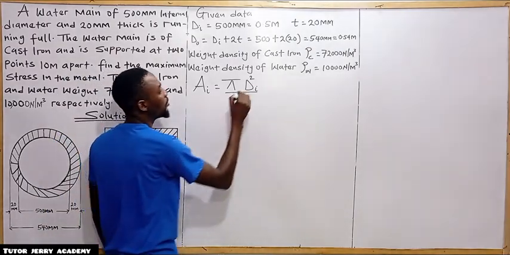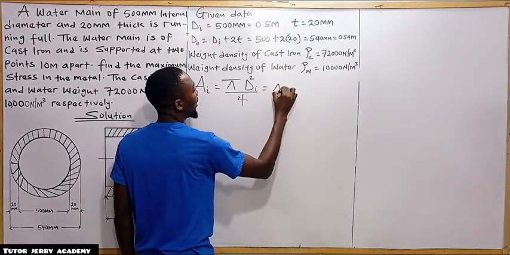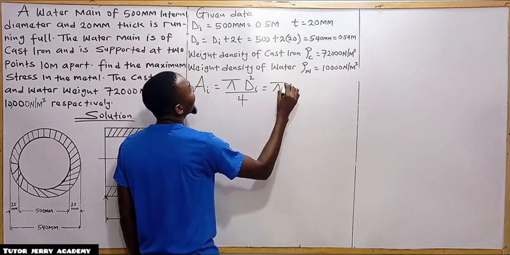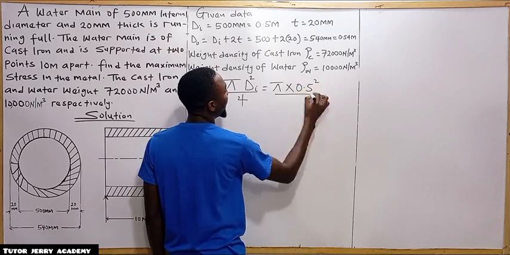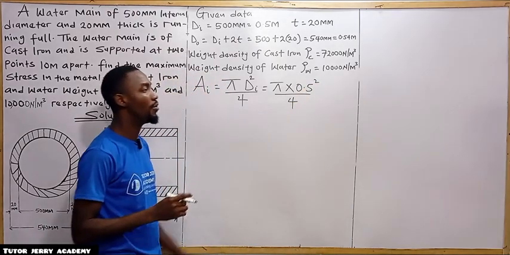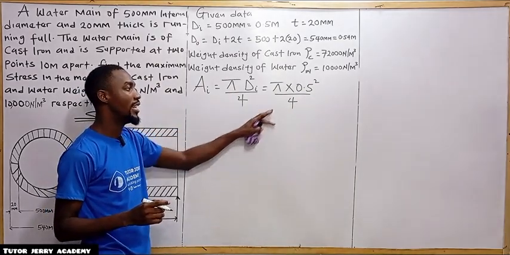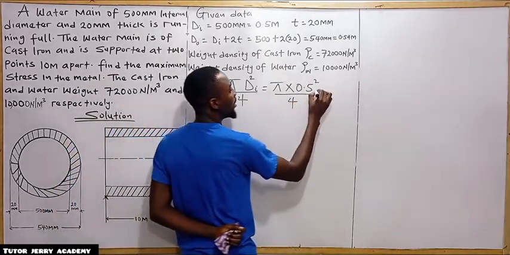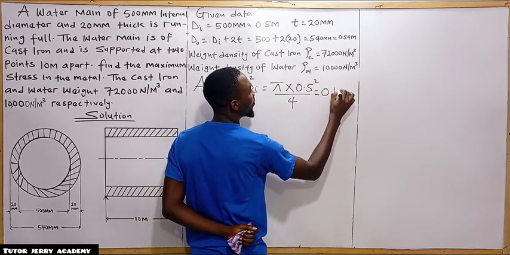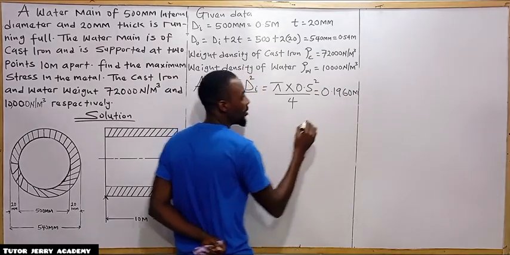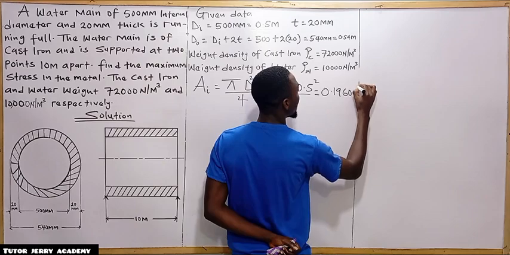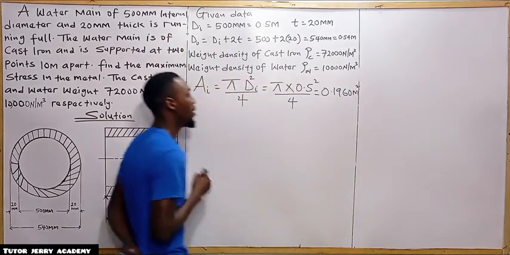All right. So if we substitute now, we are going to have pi multiplied by the internal diameter, 0.5 squared, divided by 4. If you do your math correctly, you are going to have this equal to 0.1960 meter squared. That is its area. So area is meter squared.